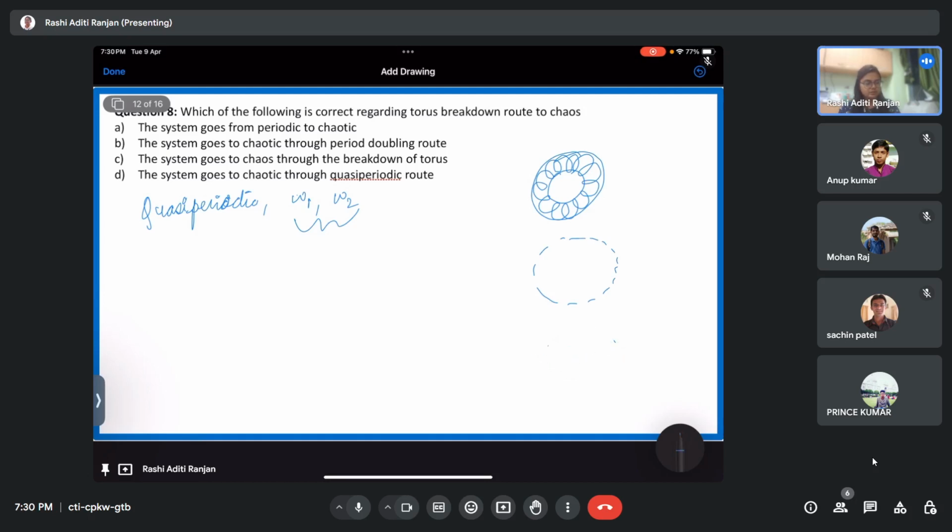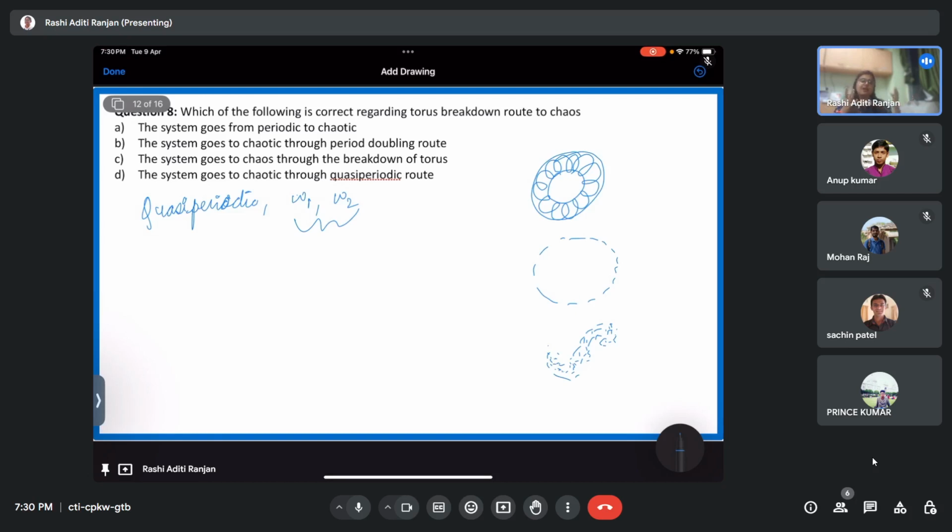It would lead to some strange attractor, let us say something like this. Something of this form would be my strange attractor. If this is what is happening with the system with the variation of parameter, then we would say that it is actually taking the quasi-periodic route to chaos. So if my system was having quasi-periodic route to chaos, what was actually happening? My Poincare section from closed loop got changed into a strange attractor.